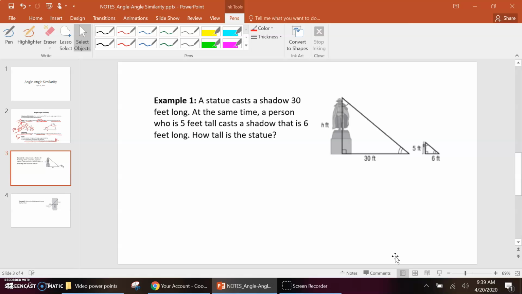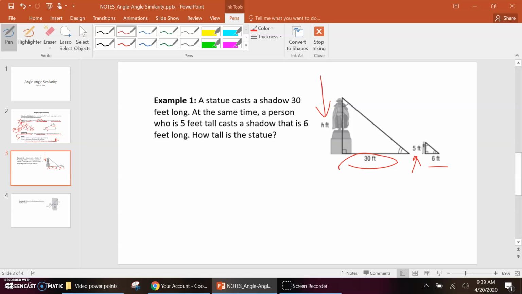So here's an example. You have a statue that casts a shadow 30 feet long. So here's our shadow down here. Okay? And then at the same time that statue is casting that shadow, you have a person over here who is 5 feet tall. So there's his height. And he has a shadow 6 feet long. So they want to find out the height of the statue.